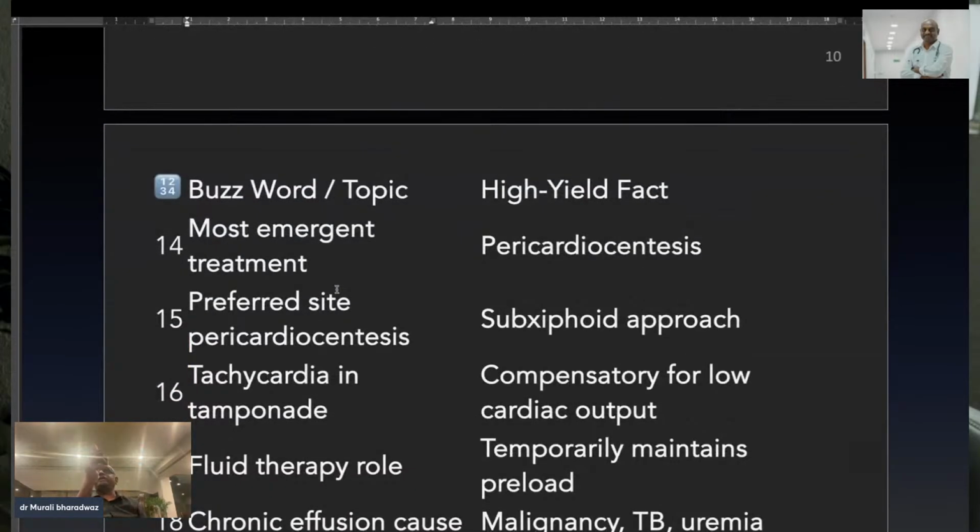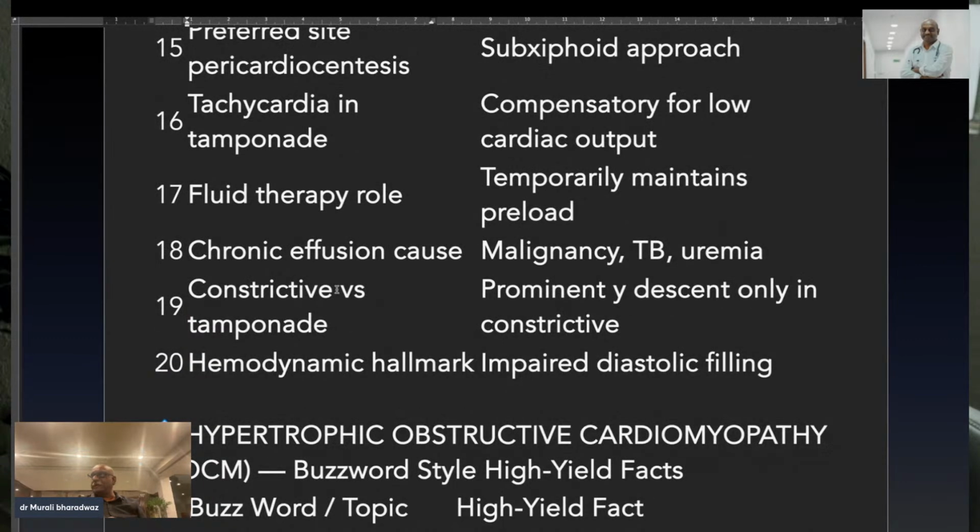The most emergent treatment of cardiac tamponade is to remove the fluid around the heart: pericardiocentesis. Preferred site is the sub-xiphoid approach, from below the xiphoid process here.